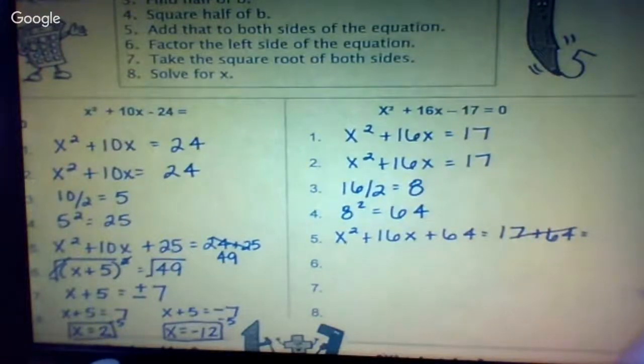I'm finna try to do it in my head. 81. Oh my Jesus. We do it in my head.